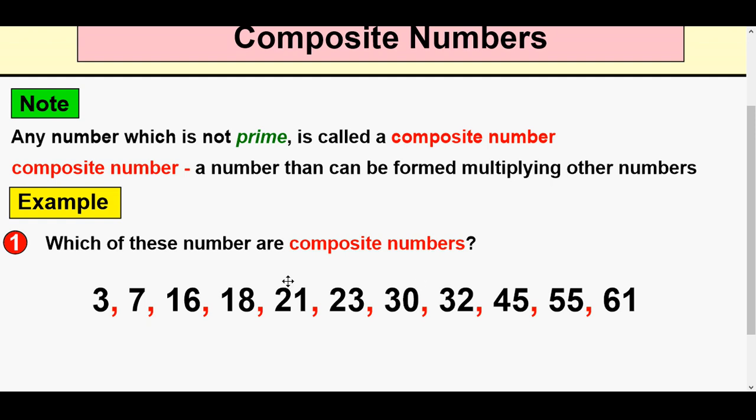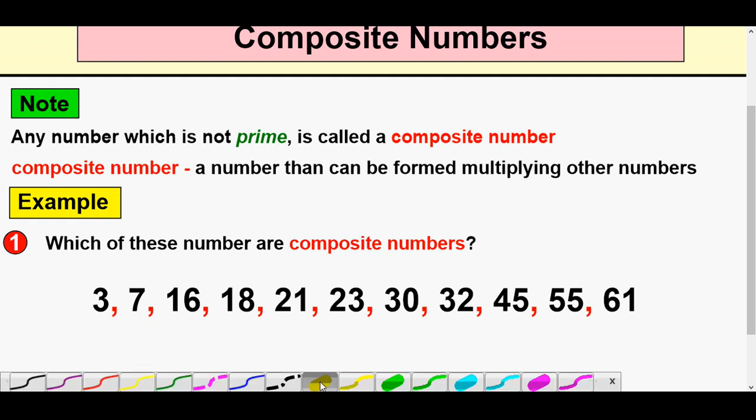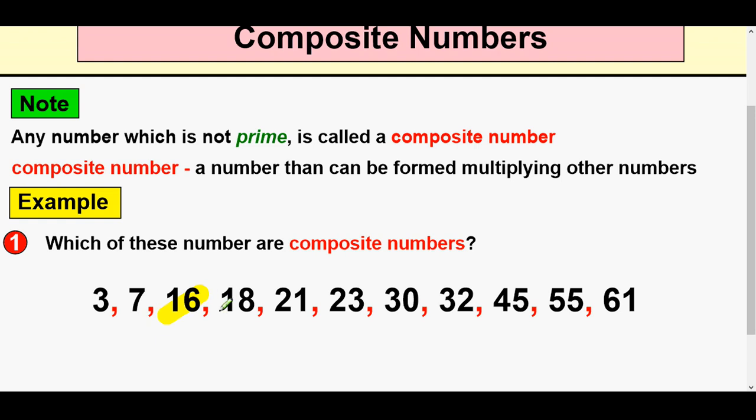Okay, so here's an example. Which of these numbers are composite numbers? So I'm looking for numbers that are not prime numbers. So that's a prime number, so is that. That's not a prime number, that's not a prime number, neither's that. 23 is. That's not a prime number, neither's that, neither's that. That would be 5 times 11, that's not a prime number, and 61 is a prime number. So these are the composite numbers, the ones I've highlighted there.